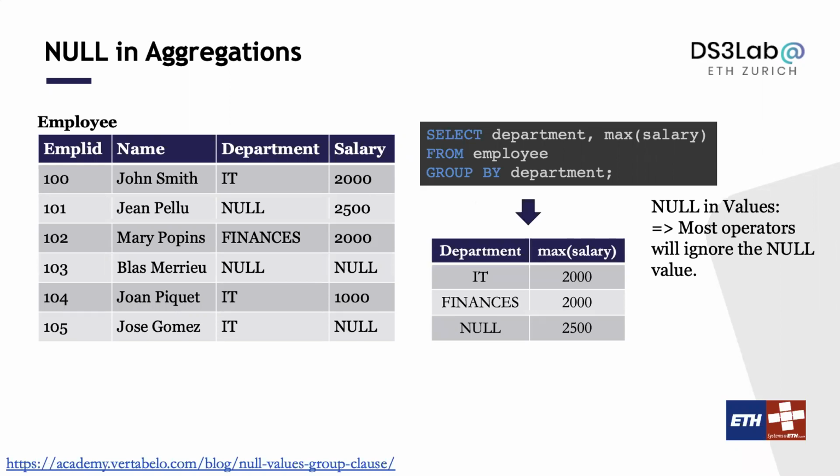Similarly, if you look at the null group, you have two tuples, 2500 and null. In this case, if you do the max, it's going to give you 2500 instead of giving you a null. So when you do aggregation, when there's null in the value, most of the operators will ignore the null value. And we say most simply because there are other cases, so we are going to go through them.